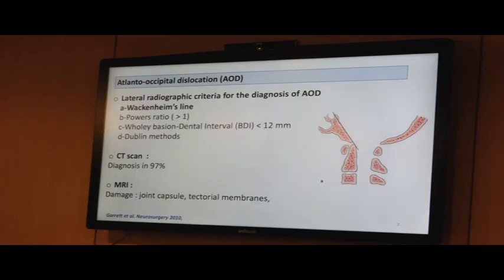The Wackenheim line extends caudally along the posterior surface of the clivus. This line should be tangential to the posterior tip of the dens, and if the occiput is displaced anteriorly, the line will intersect the dens, and if the occiput is displaced posteriorly, the line will be separate from the tip of the dens. Traditionally, this technique has been used to assess basilar invagination, but can provide a general assessment for dislocation.